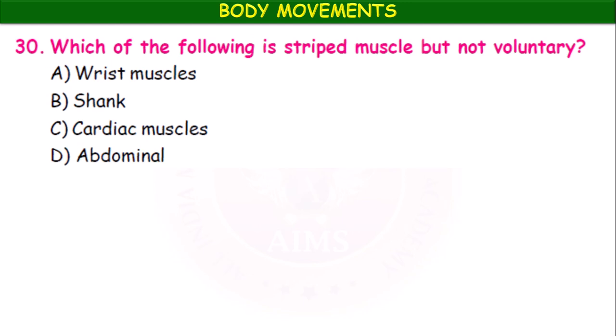Which of the following is striped muscle but not voluntary? Wrist muscles, shank, cardiac muscles, abdominal muscles. It is the cardiac muscle. Okay, structurally it is a skeletal muscle or striped muscle, but functionally it is involuntary.